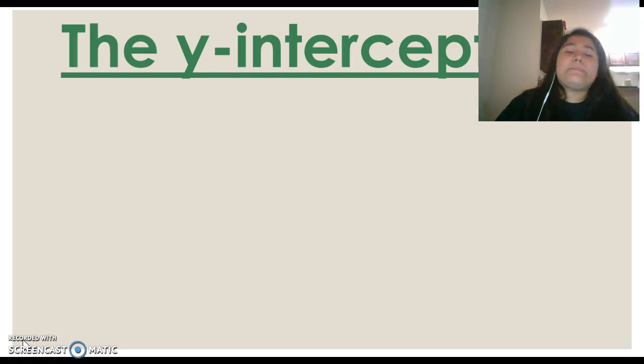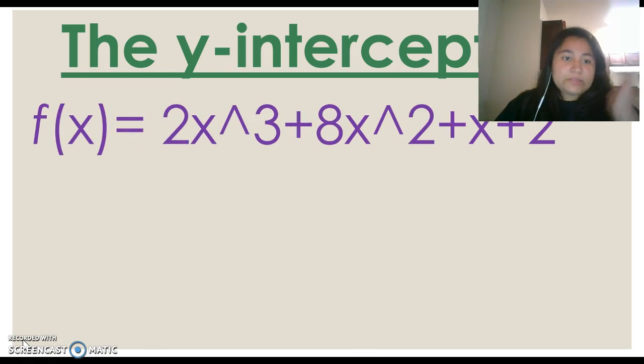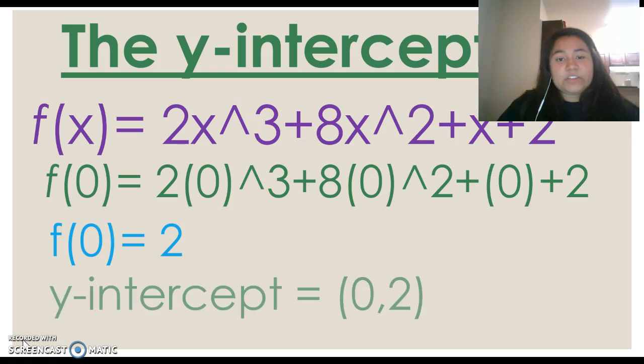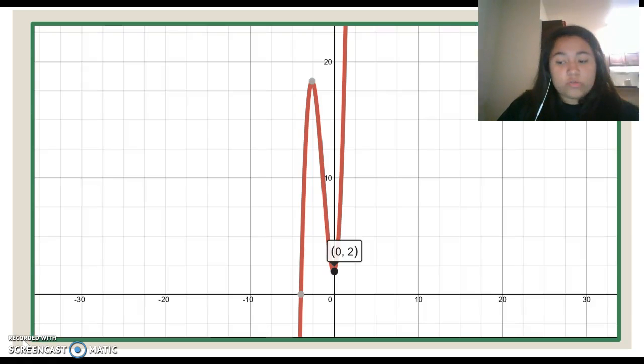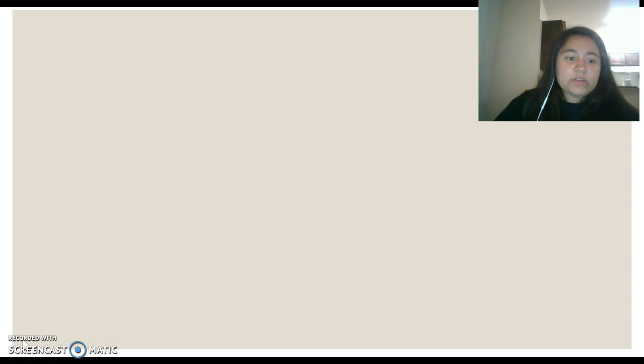The y-intercept. The way you can find a y-intercept is grabbing your function, this is my function right there, and you substitute the x for 0, which is what I did, and I got 2. So that is my y-intercept, 0, 2. As you can see here, I show you in the graph, in the cloud, that it's 0, 2.